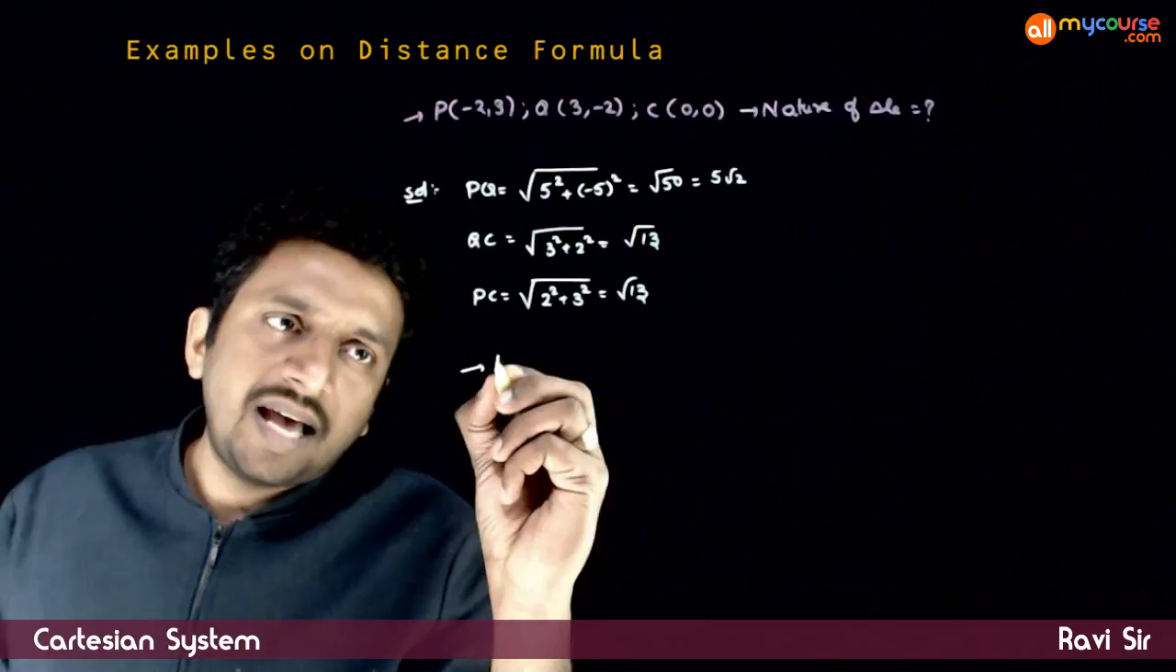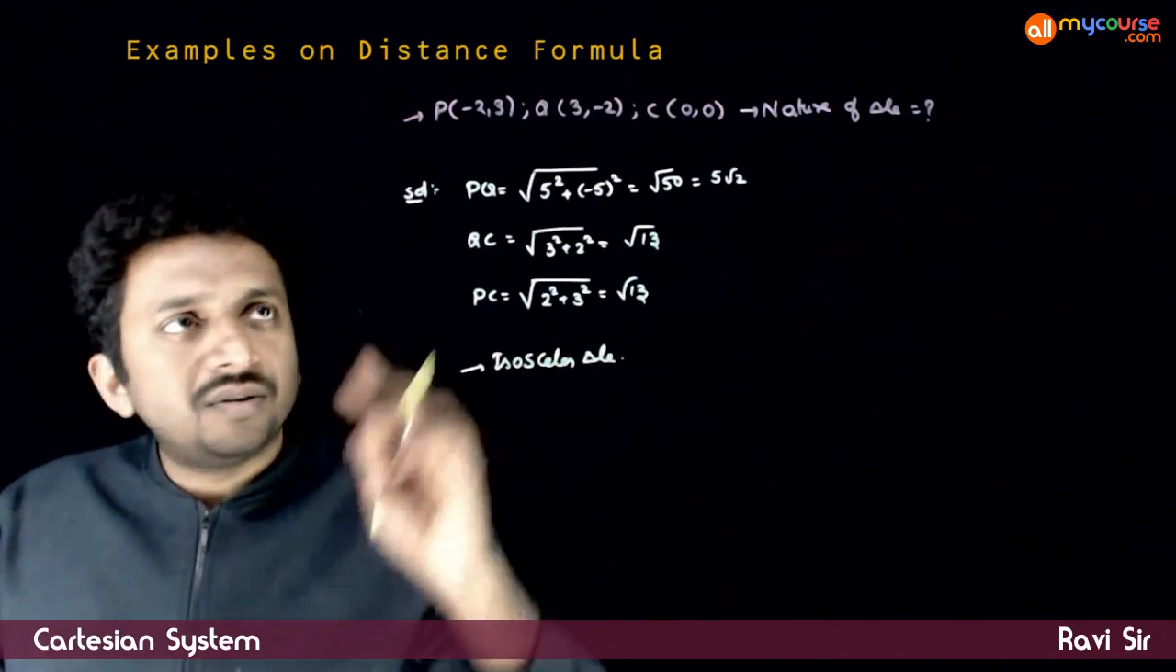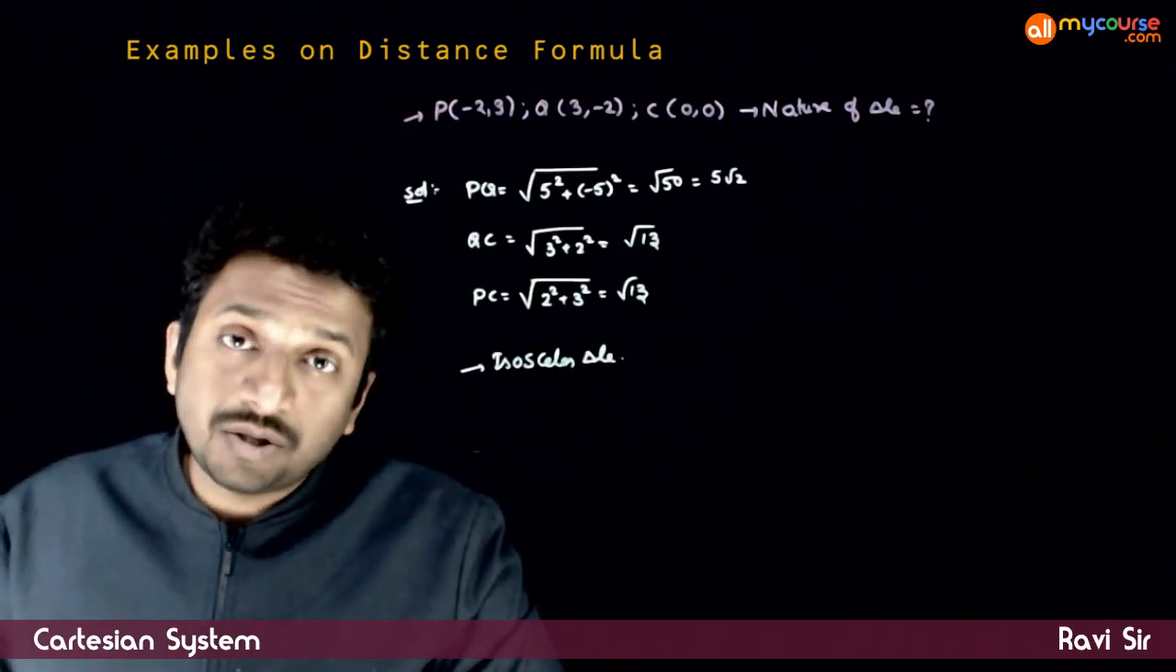So this is an isosceles triangle. So these 3 points form an isosceles triangle.